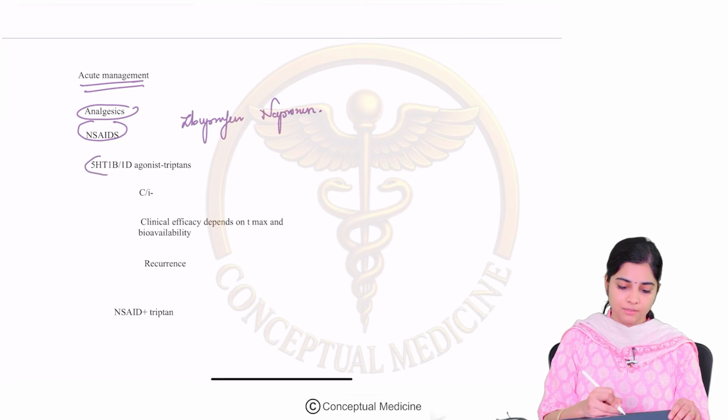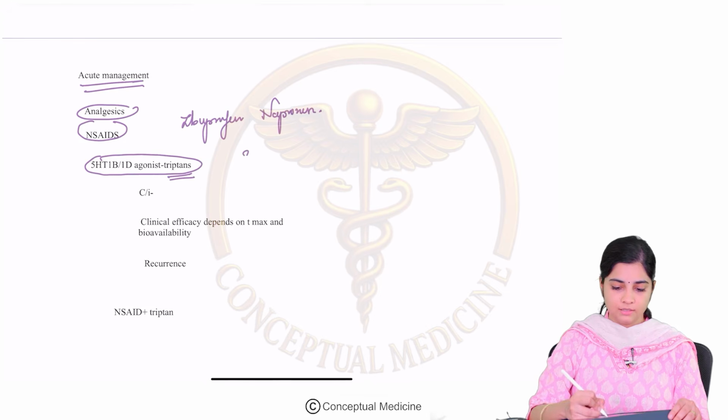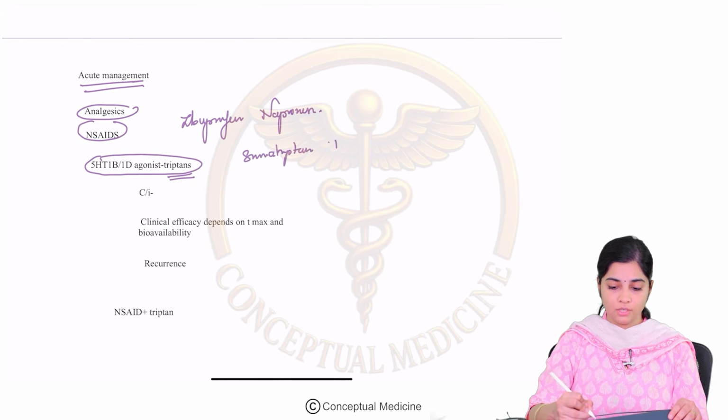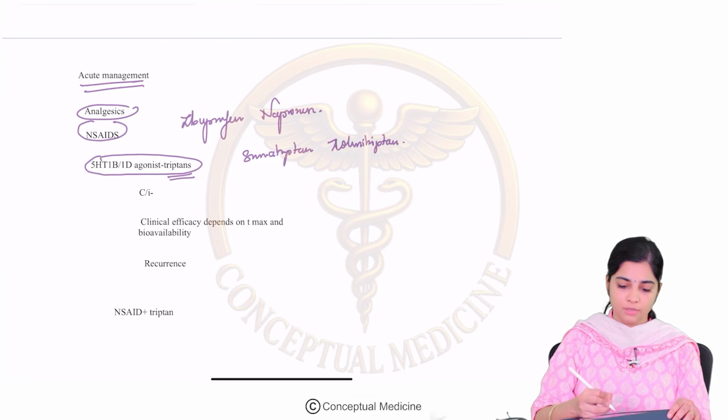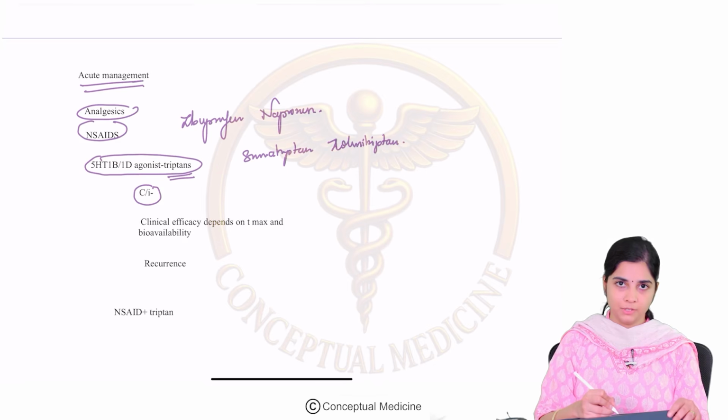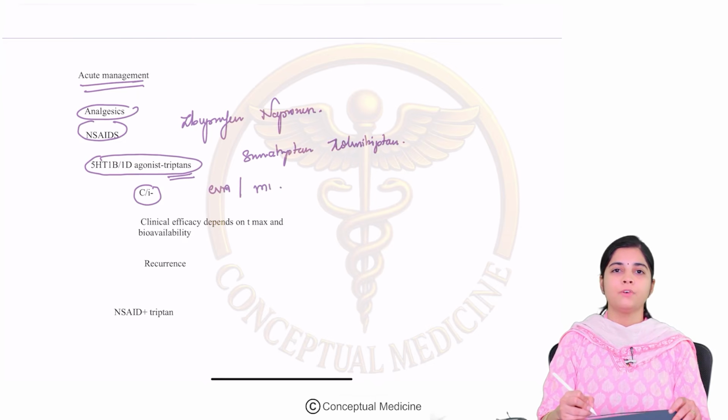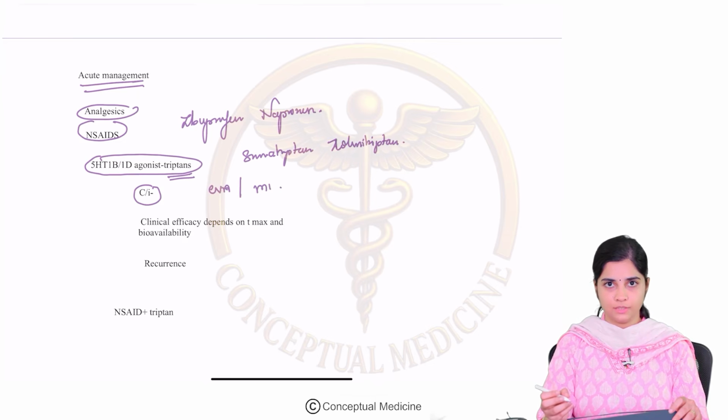Then 5-HT1B, 1D agonists, which are your triptans, can be used. This includes your sumatriptan and zolmitriptan, which are examples of triptans. What is the contraindication to triptan use? The presence of a CVA, or a previous history of MI or CVA; all of these are contraindications to the use of a triptan.